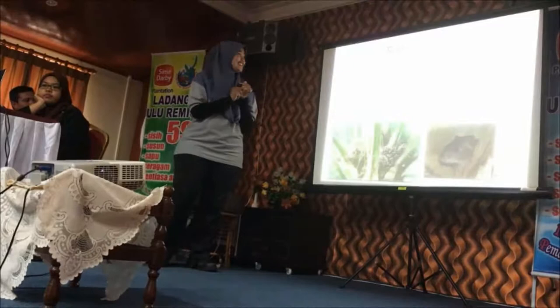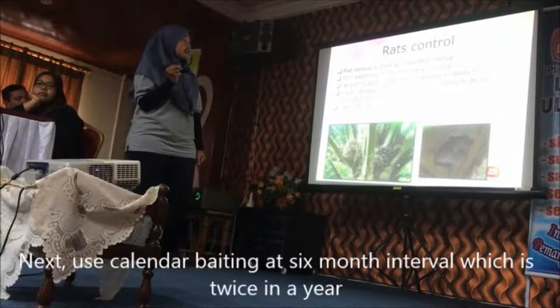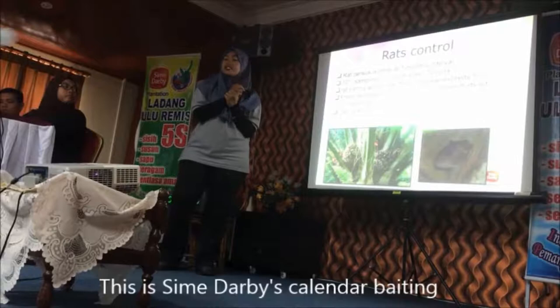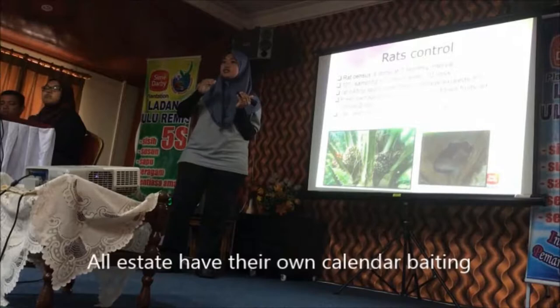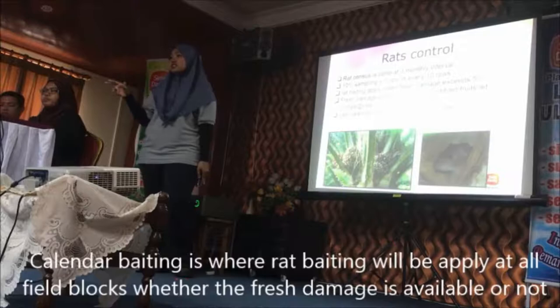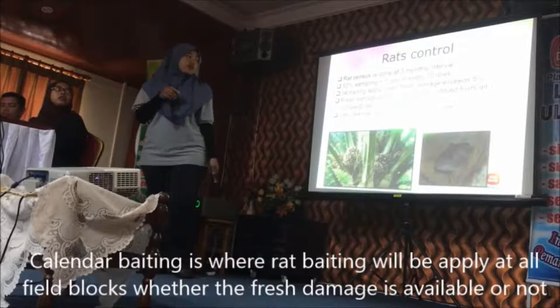Lepas tu, use calendar baiting, 6 monthly interval, 2 kali setahun. Maksudnya, okay, calendar baiting ni saya dapat punya polisi. Ya, calendar baiting dia kena apply juga. Semua estate kena apply calendar baiting. Okey, maksudnya kalau macam field tu, macam dalam blok-blok tu ada yang kena tak? Ada kena atau tak ada kena? Ada yang kena fresh damage atau tak ada? Still kena buat apa tu? Apply rat baiting. Still buat campaign.